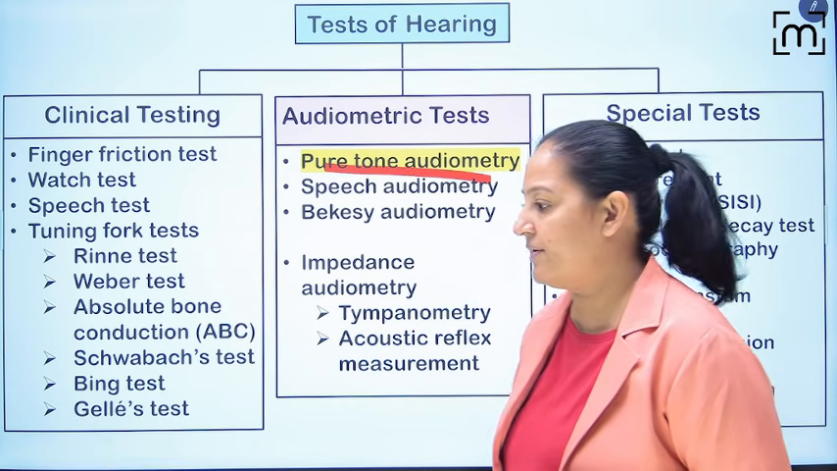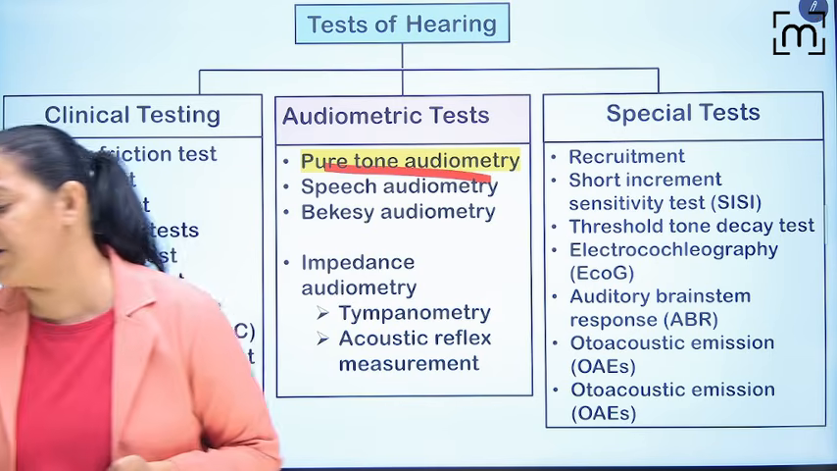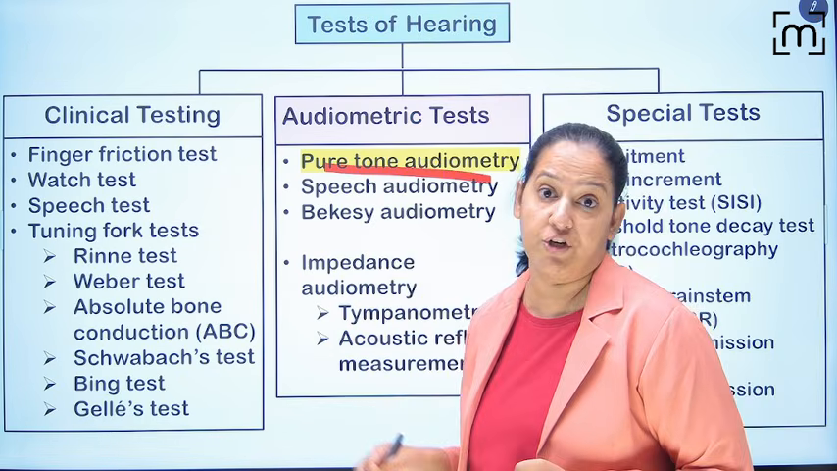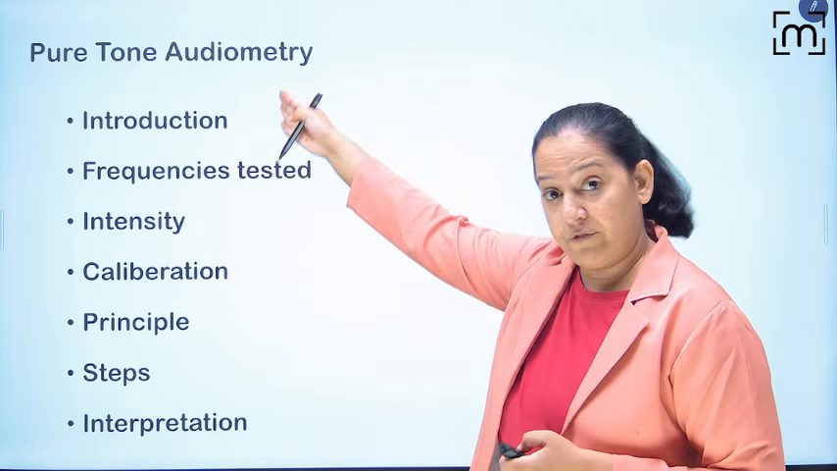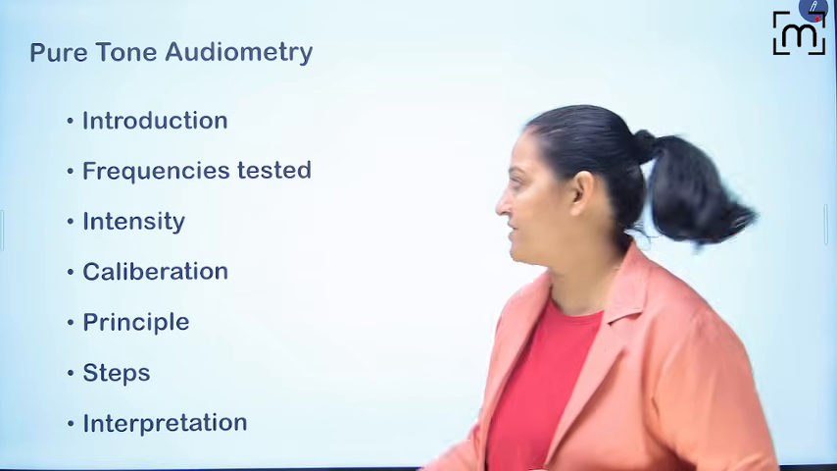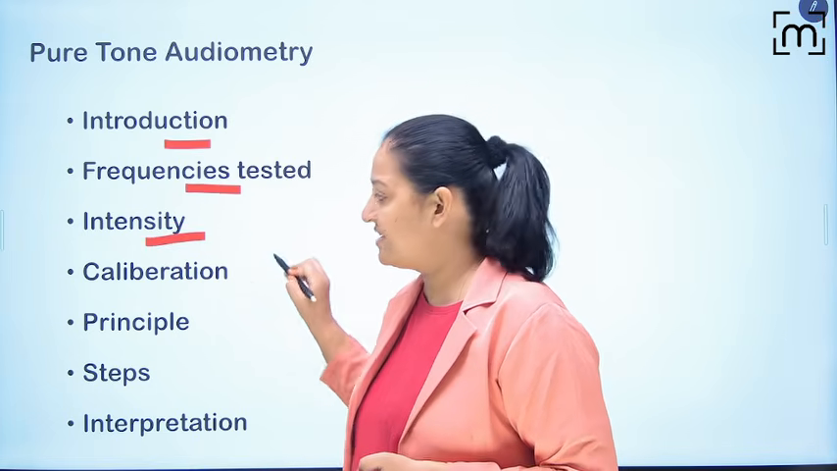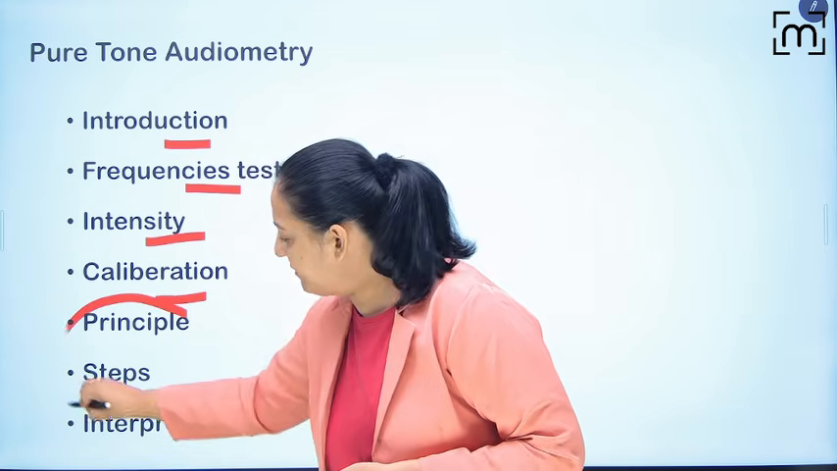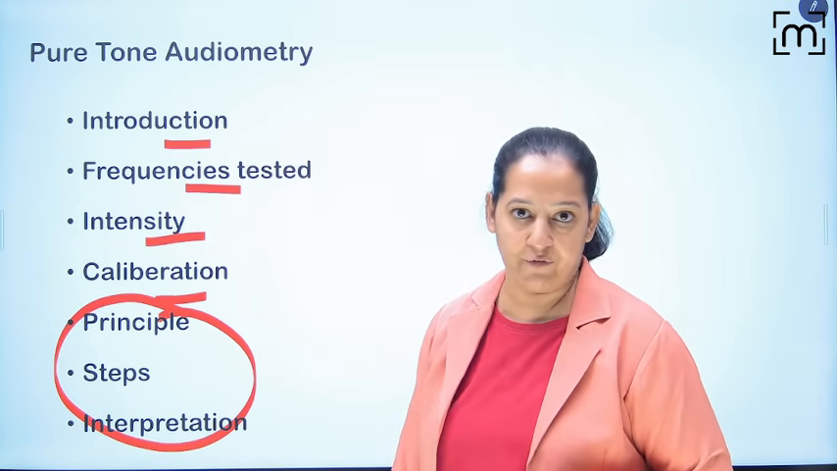I'm starting with the subjective test, and I'm starting with pure tone audiometry. Pure tone audiometry is a long question in your exam, and you get many MCQs on that. I will show you the MCQs. You have to describe your answer under these headings. First of all, introduction: what is pure tone audiometry? Which frequencies are tested? Which intensity is tested? How is calibration done? Then principle, method, and interpretation, and a diagram, like all other tests. But these things you have to learn extra.